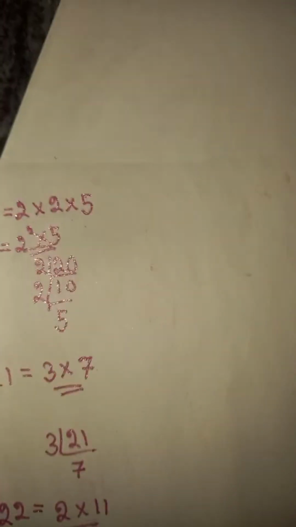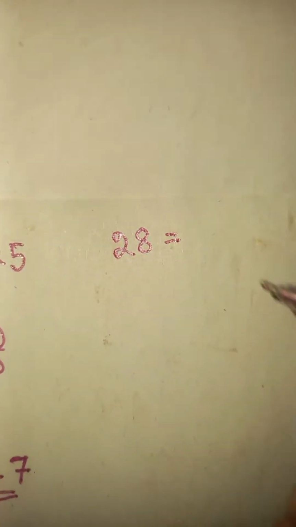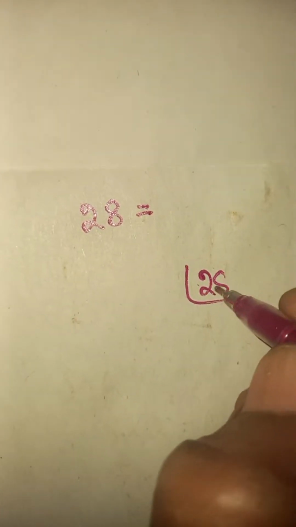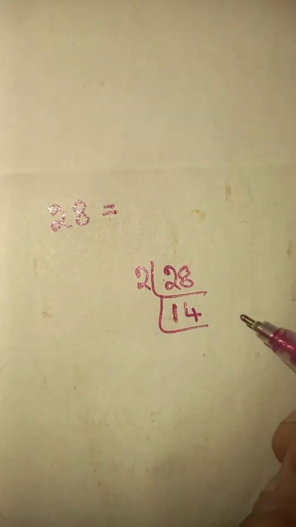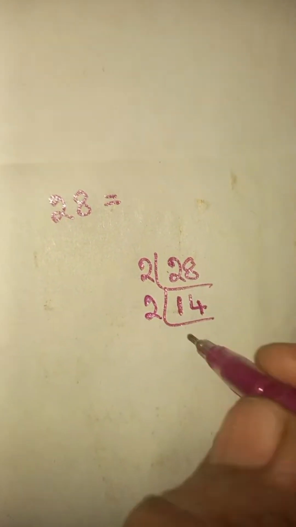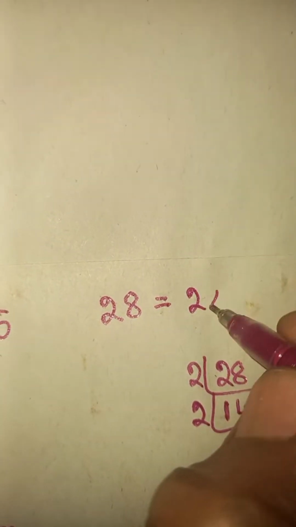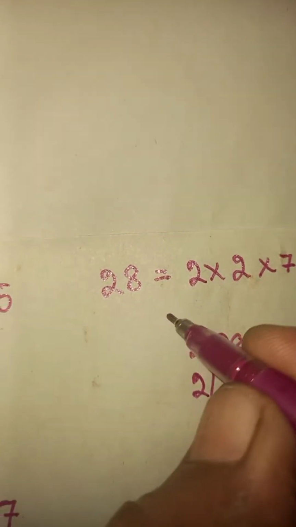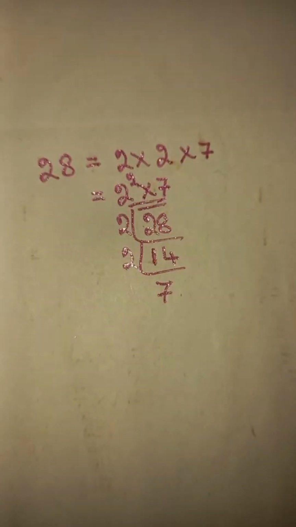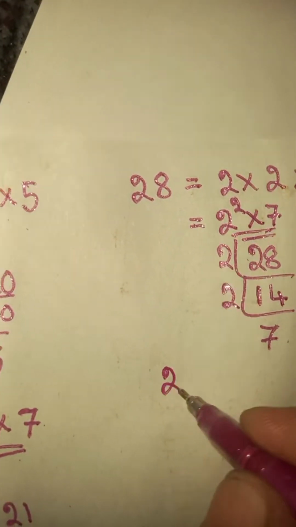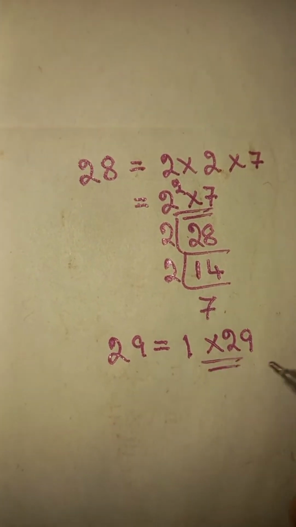Let's take the next number. After 27, we take 28. This 28 you can start dividing. You can divide it by 2: 2 times 14 is 28. Then 14 you can divide as 2 times 7. There are two 2s, times 7. So you can write it as 2 squared times 7. This is going to become 28. And 29, you cannot divide anything, so write it as 1 times 29.